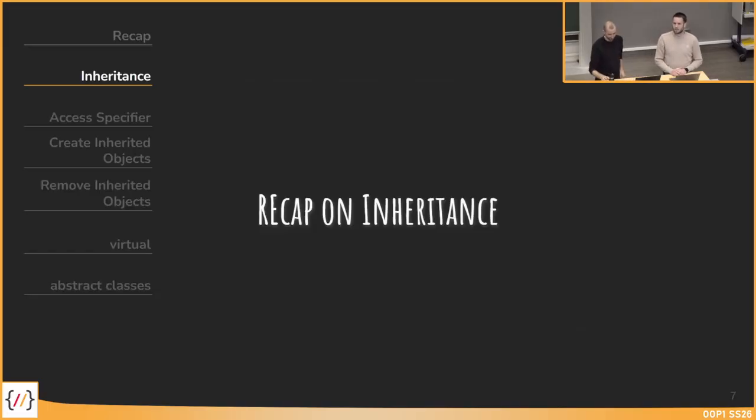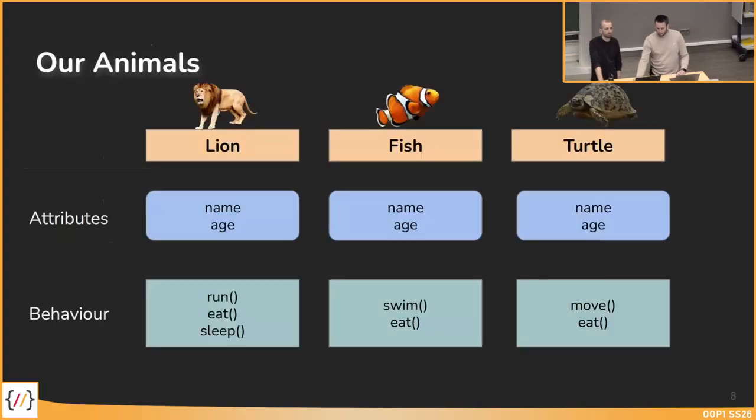The next thing is that we want to have a little recap on inheritance, what we talked about last time. In our last lecture, we had the three classes with the three animals: the lion, the fish, and the turtle class. We found that the attributes, in this case the name and the age, as well as at least one of the behaviors, eat, are similar for all those classes. We had some additional behavior. For the lion, it was run and sleep. For the fish, it was swim. And for the turtle, it was move.